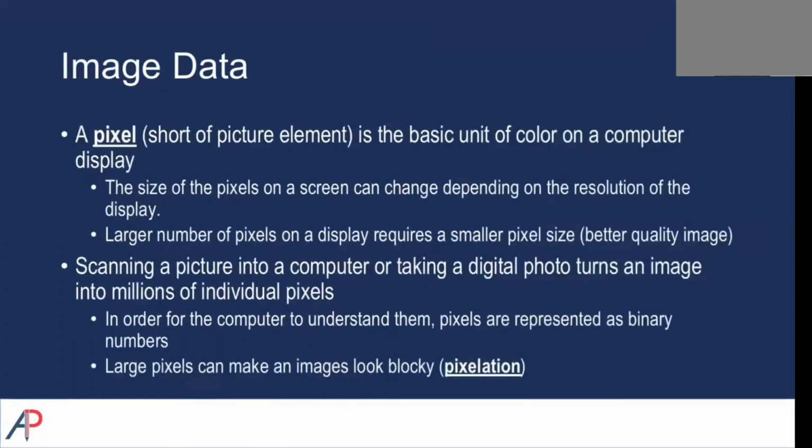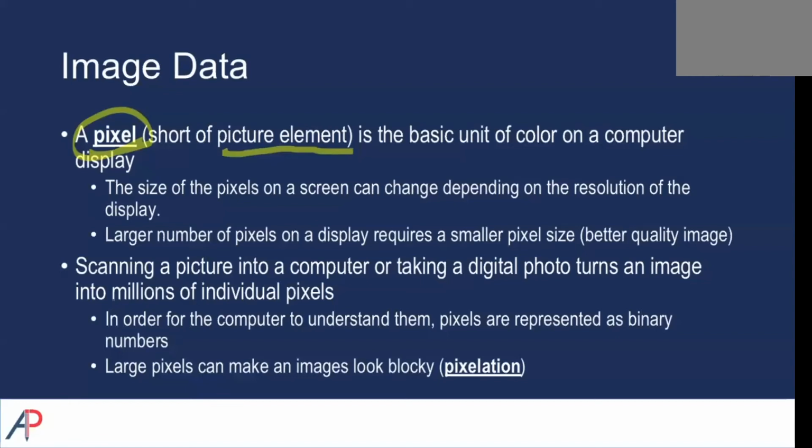Now let's talk about actual image data, which is what I have promised you guys. So image data, let's talk about some vocab, starting with a pixel. A pixel is a shortened version of picture element. So pixel just means picture element, but shortened because as engineers, we love our abbreviations. The pixel is the basic unit of color on a computer display.